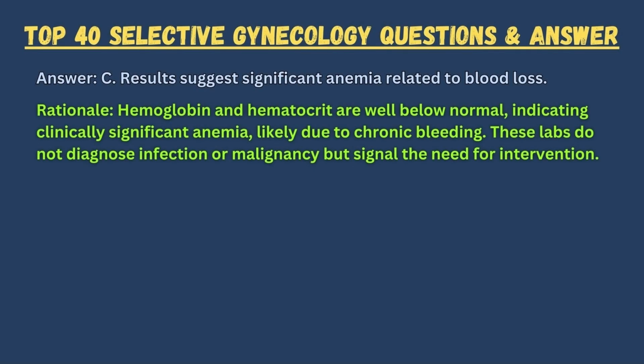Answer: C. Results suggest significant anemia related to blood loss. Rationale: hemoglobin and hematocrit are well below normal, indicating clinically significant anemia, likely due to chronic bleeding. These labs do not diagnose infection or malignancy, but signal the need for intervention.